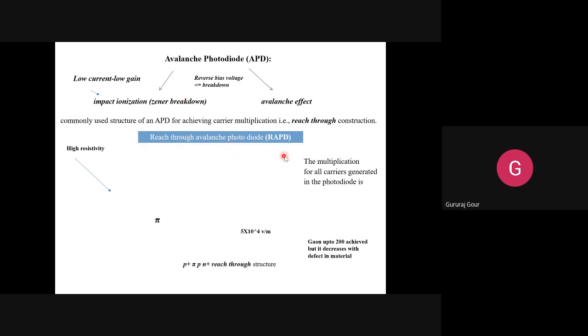Now for our syllabus, we have this RAPD, the reach-through avalanche photodiode construction. Let us see how it looks. You have to draw this diagram. There are 4 layers. So the gain up to 200 we are getting here. Let us see the construction first.